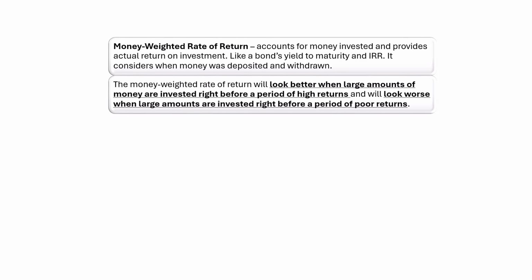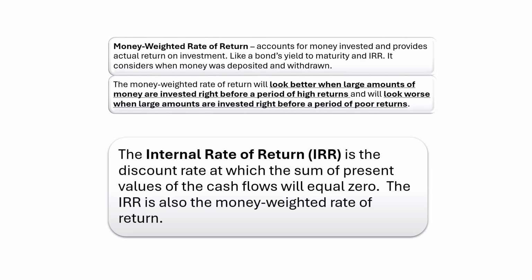It reflects both timing and the size of cash flows, unlike the time-weighted rate of return, which isolates the portfolio's performance from the investor's contribution timing. The internal rate of return is the discount rate at which the sum of the net present value of the cash flows will equal zero. The internal rate of return is equivalent to the money-weighted rate of return. Let's jump into a few practice questions to figure out how to use the money-weighted rate of return.